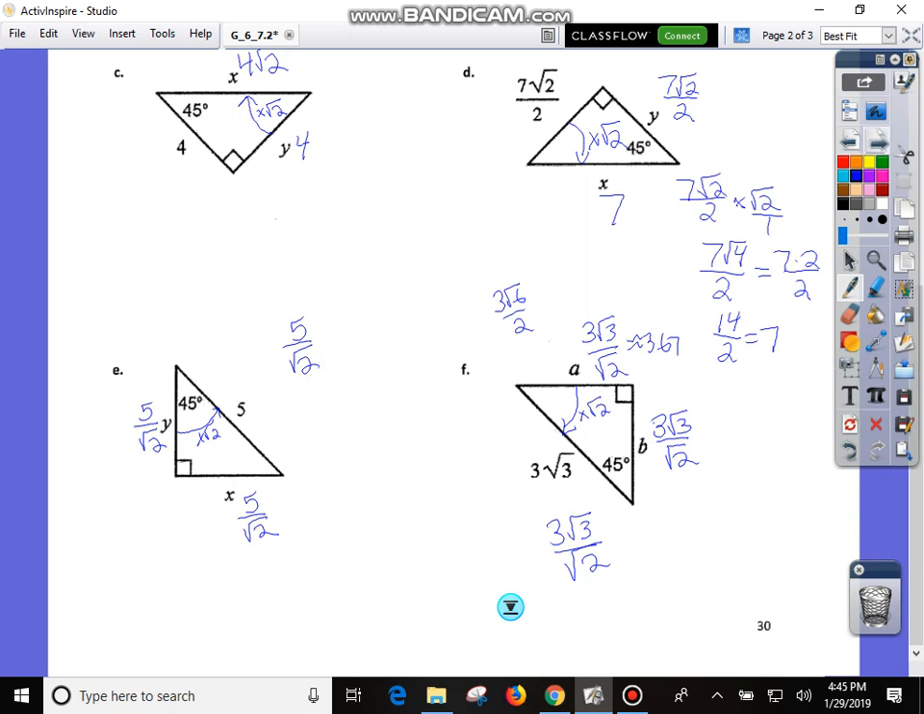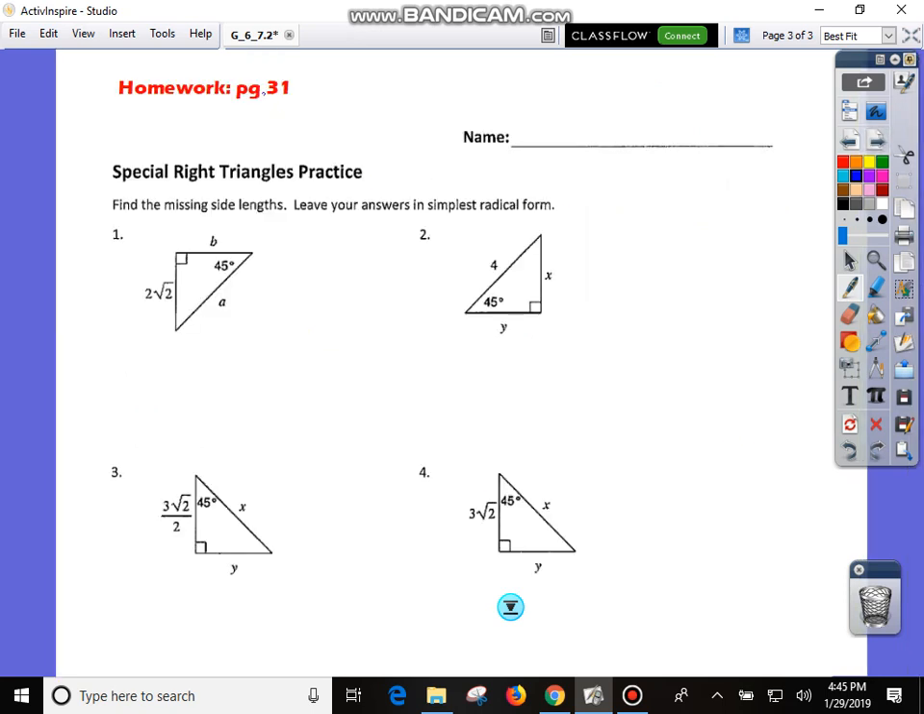So at this point, you should have everything that you need in order to complete the homework on page 31, which are all the 45-45-90s. Make sure you only use the rules I just taught you on 45-45-90 triangles. So you should be able to complete the homework on page 31.